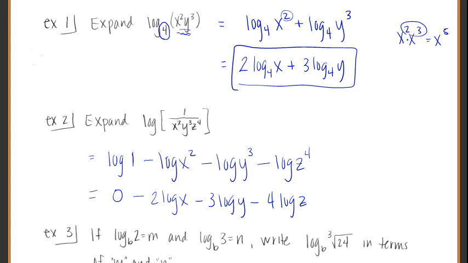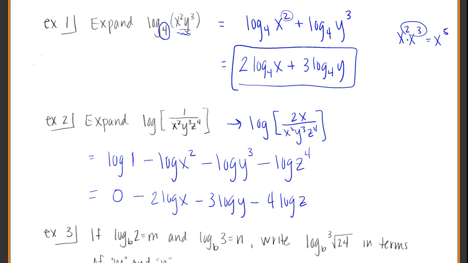And just for kicks, let's say that problem actually said to take the log of 2x over x squared y cubed z to the 4th, and I wanted to expand this. I would write it out.